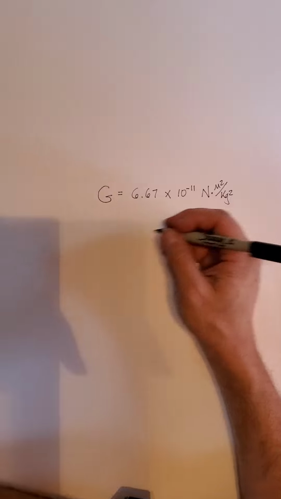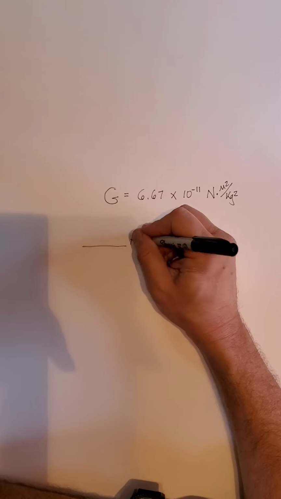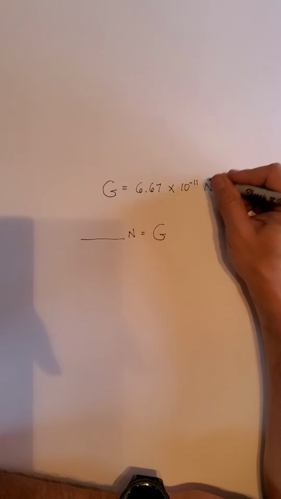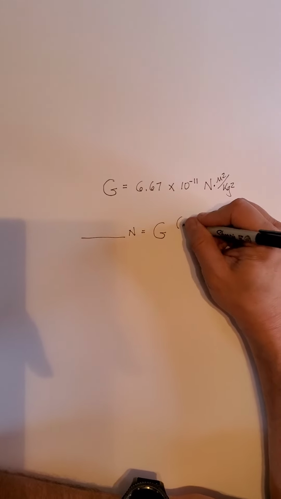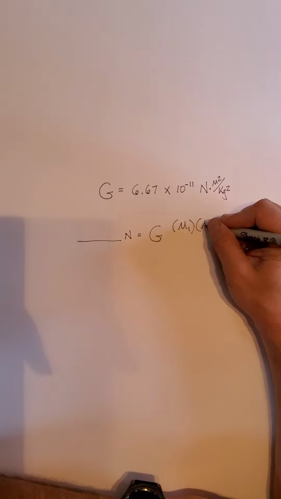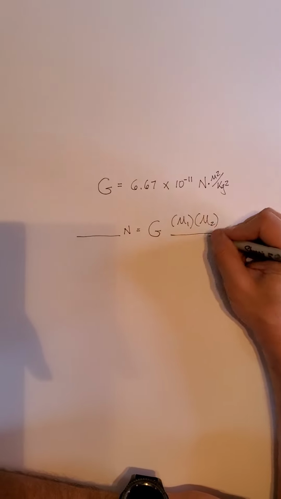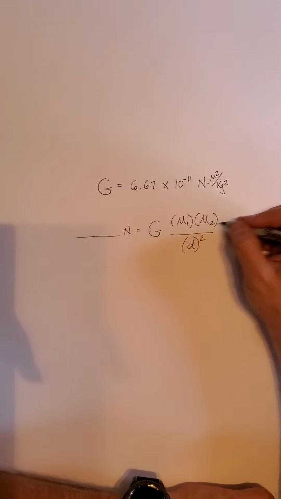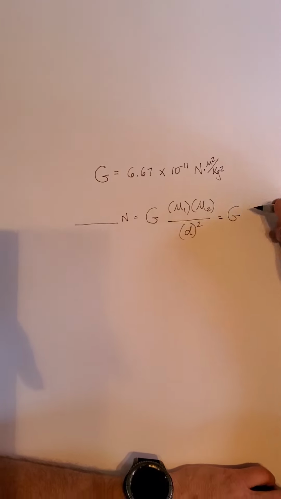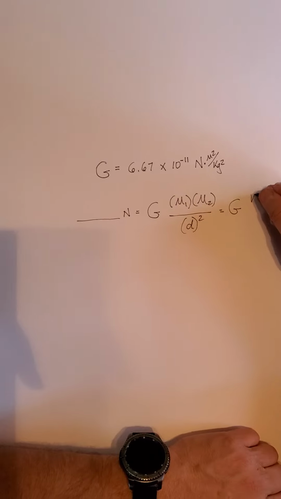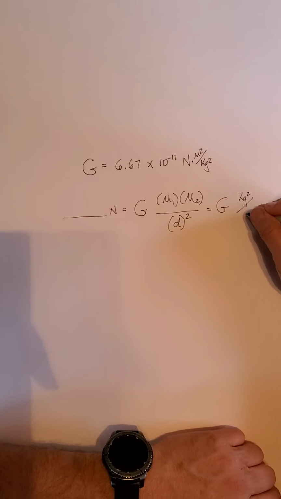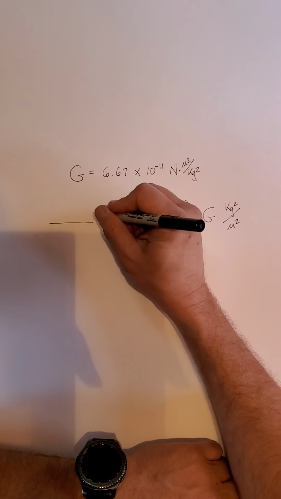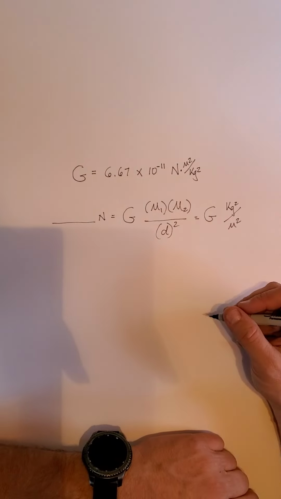So let's look at our formula, and we say that the force of gravity is equal to big G, this number here with these units, times mass 1 times mass 2 over the square of the distance. Now, these units are going to come out to be big G times kilograms squared over meters squared, and that's why. So these will cancel to give us newtons of gravitational force.